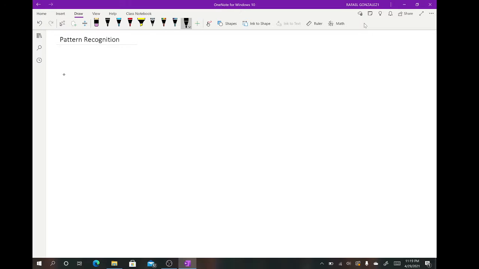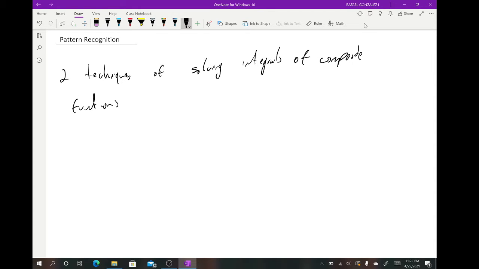So again, we will have two techniques of solving integrals of composite functions. One of these techniques is pattern recognition. For pattern recognition, you perform the substitution mentally.